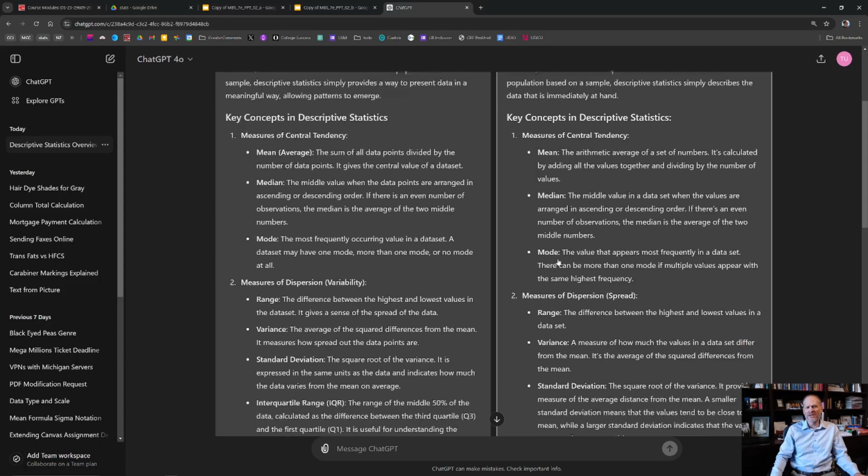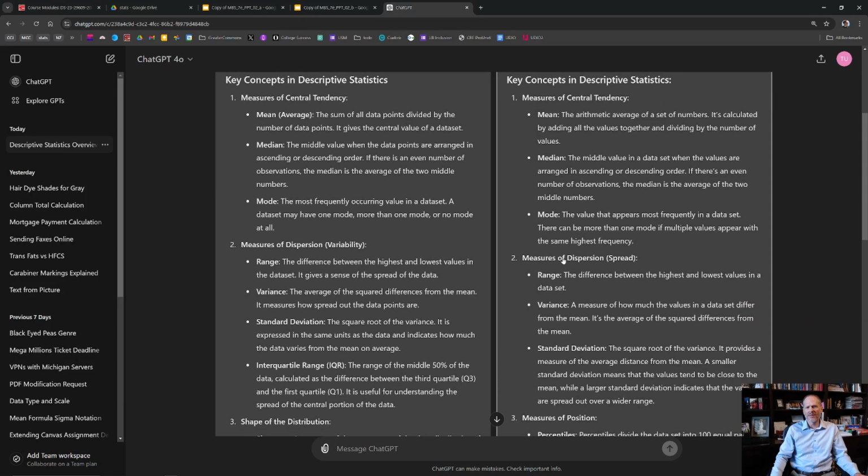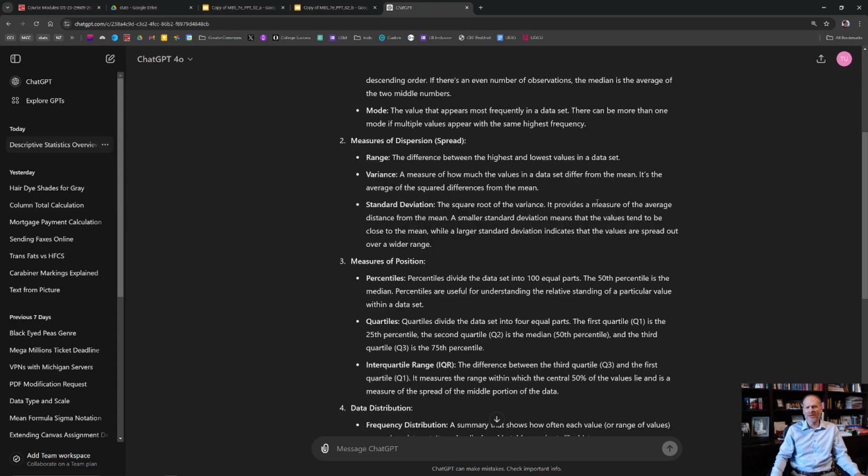I'm liking response 2 better, but let's continue looking at them. Key concepts in descriptive statistics. There's a lot of S's in the word statistics. There's the mean, there's the median, there's the mode, the arithmetic average of a set of numbers. It's calculated by adding all the values together and dividing by the number of values. The sum of all data points divided by the... So I'm liking this response better already. I'm just going to go with that one.